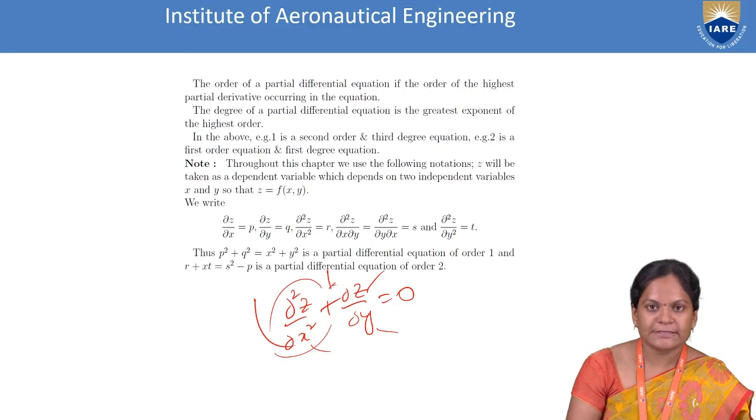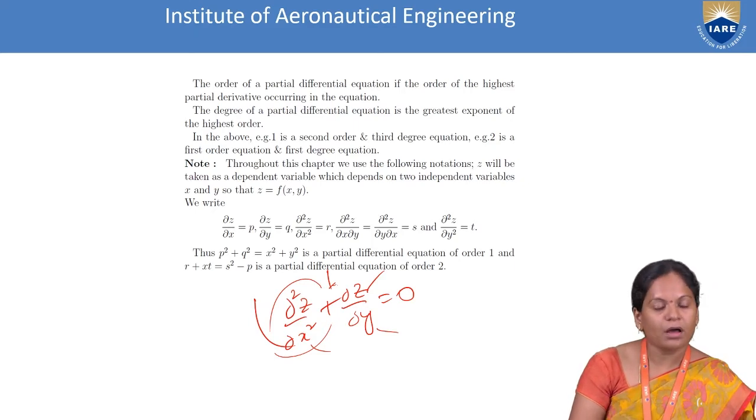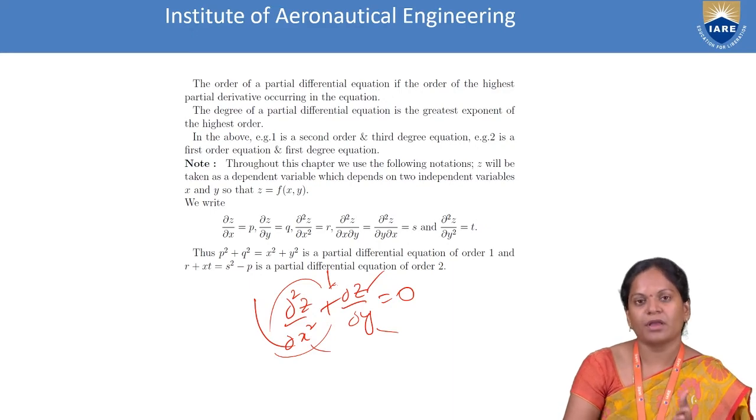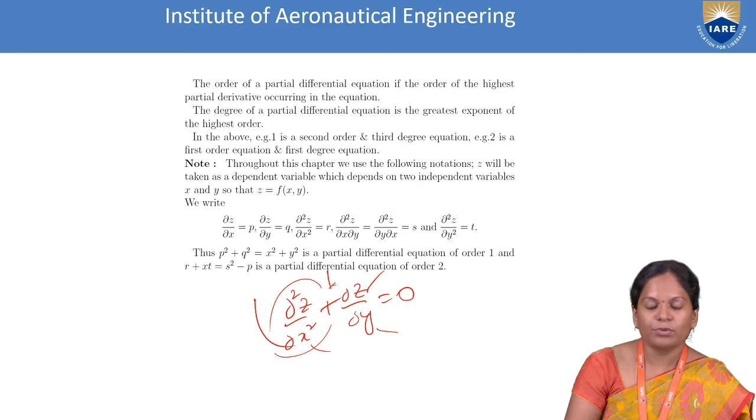So ∂z/∂x is p, which is first order. ∂z/∂y is q, which is also first order. Similarly, ∂²z/∂x², and ∂²z/∂x∂y or ∂²z/∂y∂x, both are the same. We can take the derivative first with respect to y or first with respect to x, and we get the same result. And one more, ∂²z/∂y² is t.